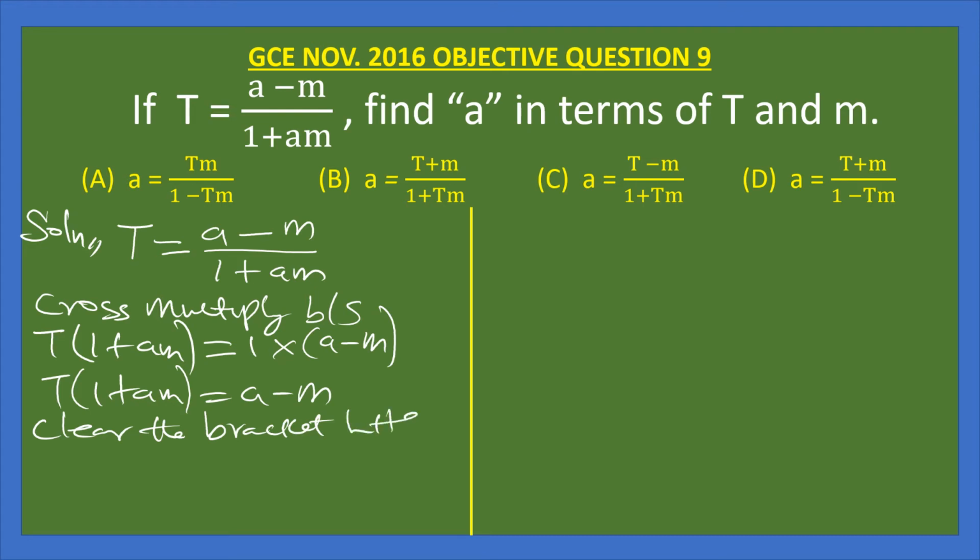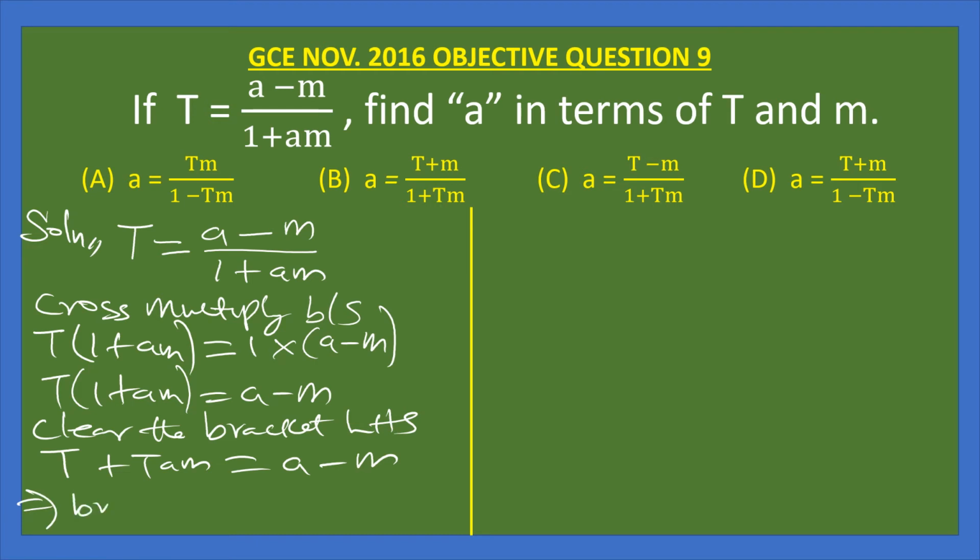We clear the brackets on the left hand side. This gives us T times 1 as what? T plus TAM, as in T times AM, is equal to what? A minus M. So what do we do next?